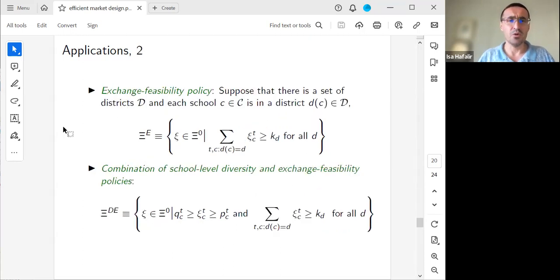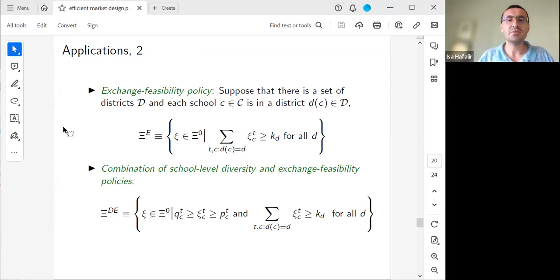The third one is what's called the exchange feasibility condition. For this policy, we go back to our recently published paper, Inter-District School Choice, in which we have not only schools but districts. The schools are partitioned into districts, and practically, it's important, at least in the US, that the amount of money that districts get from the states depends on how many students they serve. So they really care about the total number of students within the district.